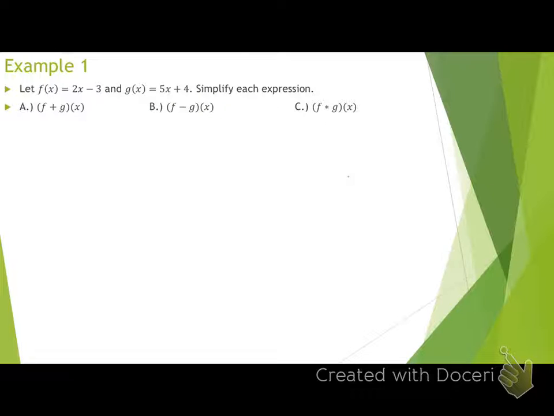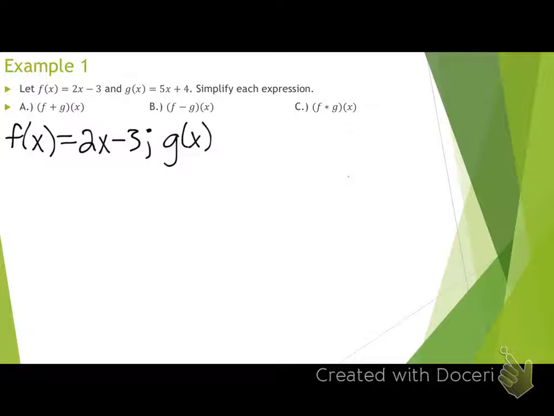Okay, this is really small. I'll write it a little bigger. So it says, let f of x equal 2x minus 3 and g of x equal 5x plus 4. That's what the top says, and it says simplify each expression. Can you guys see my writing a little better than the typing? Simplify each expression. So the expression on letter A is wanting me to find f plus g of x.